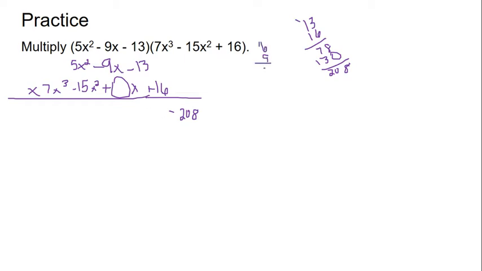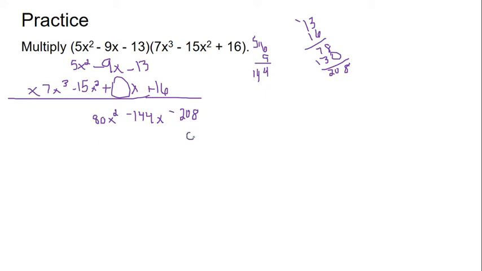16 times negative 9x. Remember, you can use a calculator. So we get 144, and we have negative times a positive, so that's again a negative 144x. 5x squared times a positive 16, so that's going to be a positive, and we're going to end up with an x squared, and that gives us 80x squared. So now we're done with our 16.